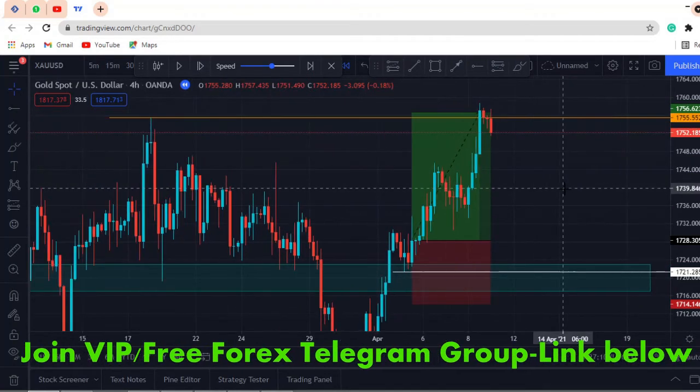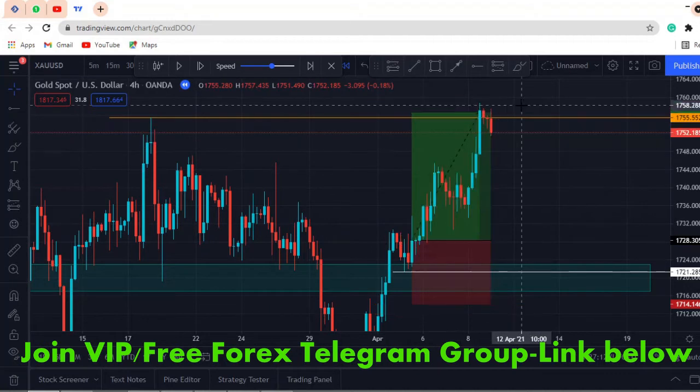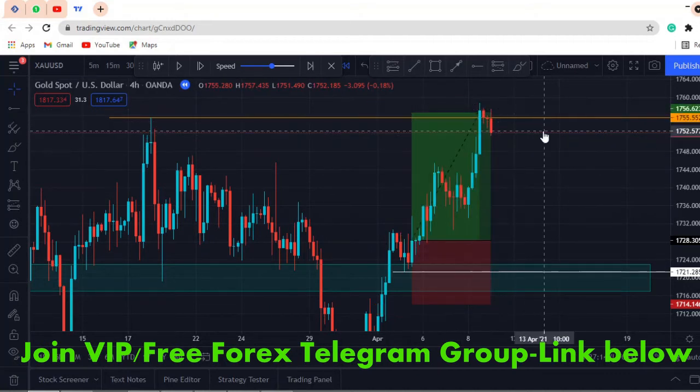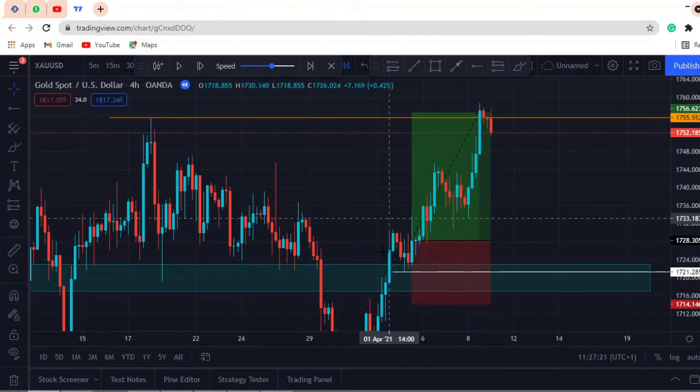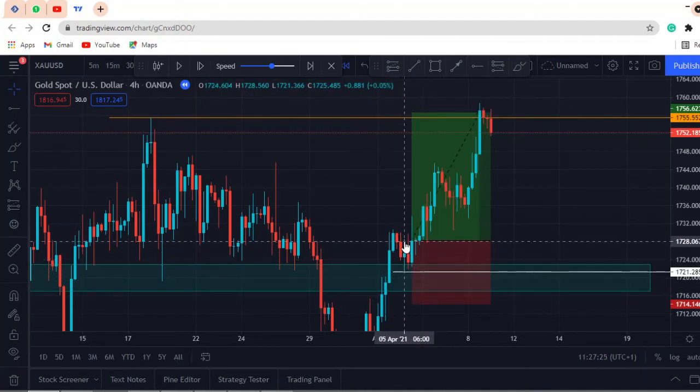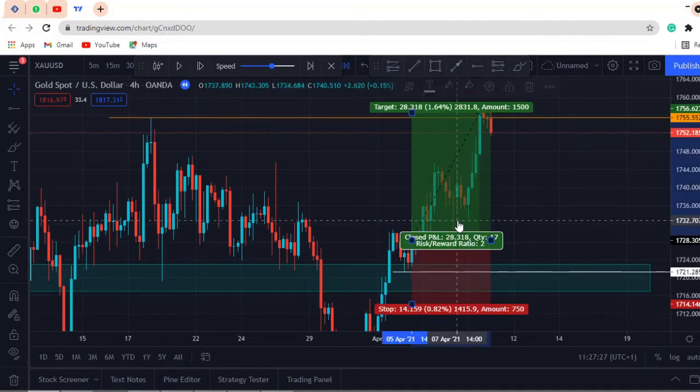Fantastic. So you can see that it went up, came down again, and then it went to hit our 3 times. So this is a very simple strategy. There was no drawdown or anything. We just traded on a break and retest. We did not enter immediately, but when we saw this pin bar here, let me remove this.